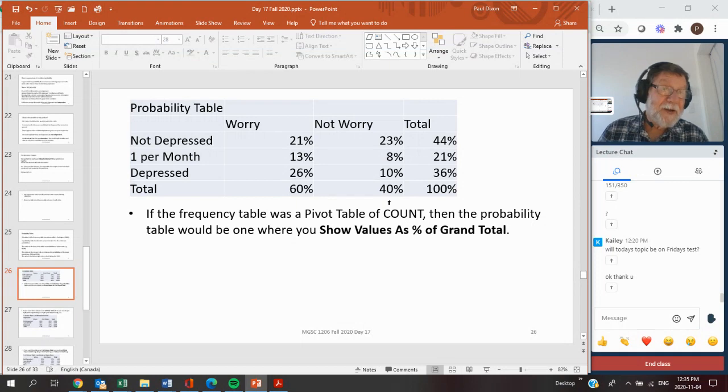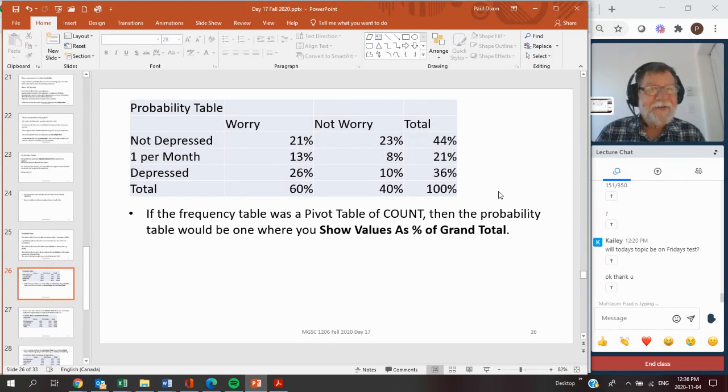If you were doing this in a pivot table, and you did show values as a percentage of grand total, you'll get a thing that looks like a probability table. And it isn't unusual to see these, particularly in a stats course or a course that teaches about probability.